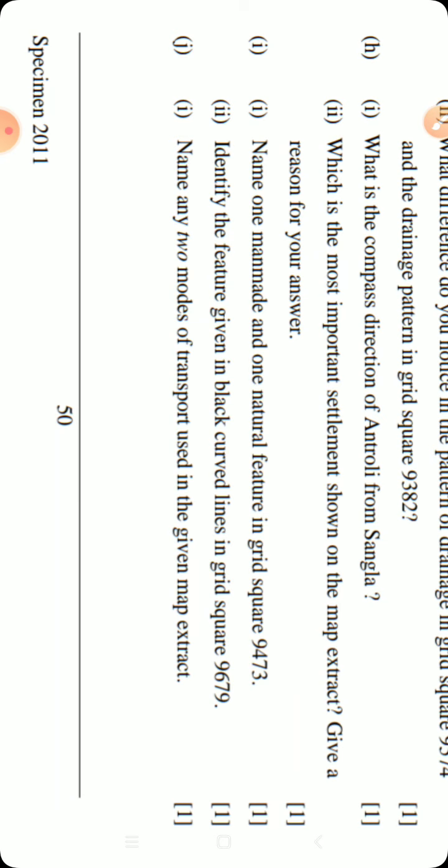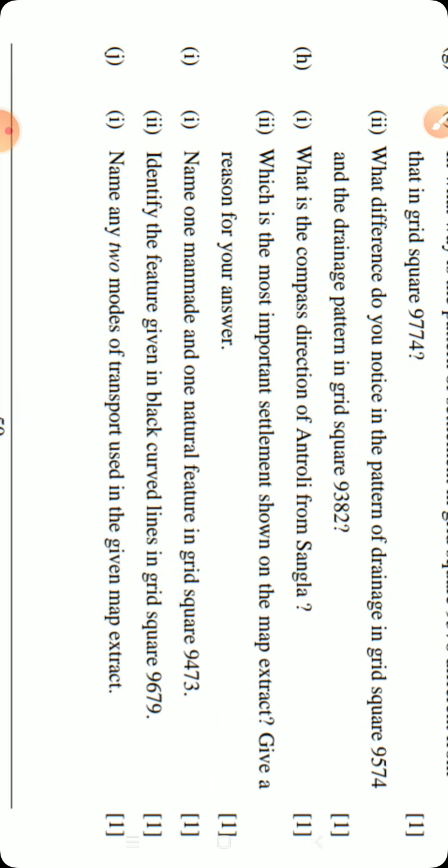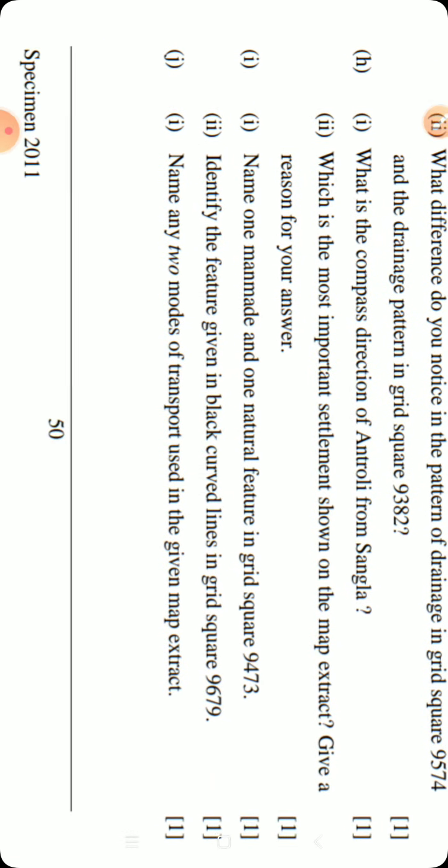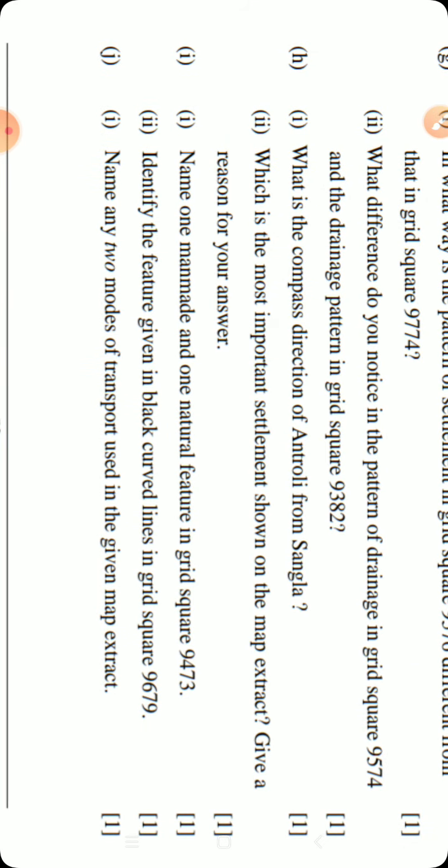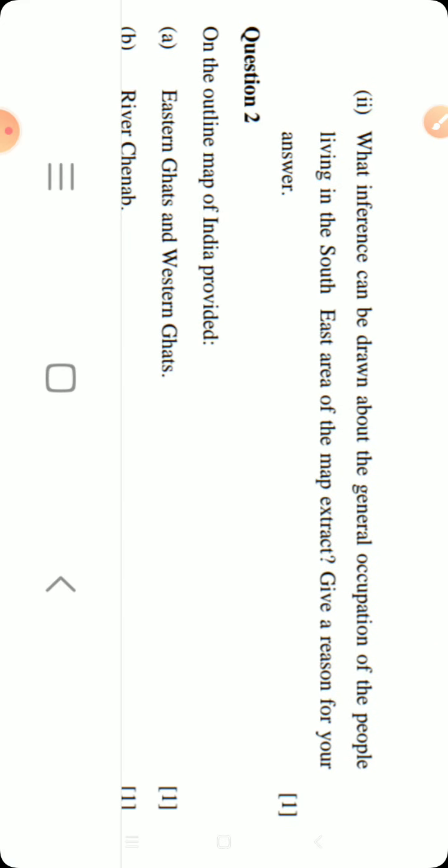Name one man-made and one natural feature in grid square 9473. Identify the feature given in the black curved lines in grid square 9679. Name any two modes of transport used in the given map extract. So like this you can do it. Now we have the second part of this. What inference can be drawn about the general occupation of the people living in the southeast area of the map extract? Give a reason for your answer.